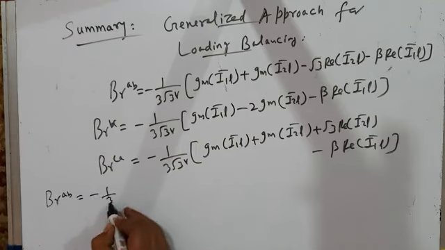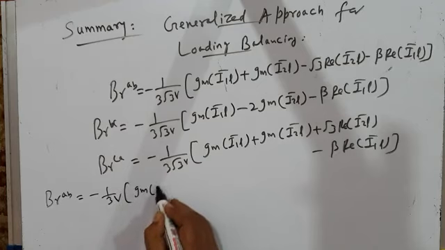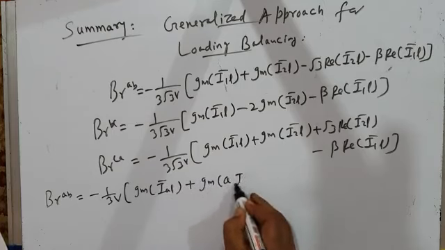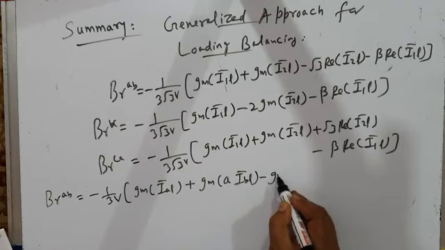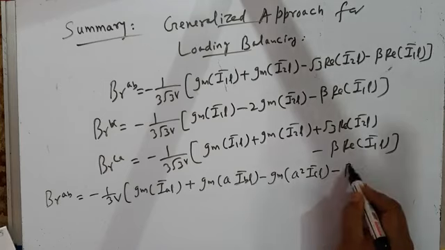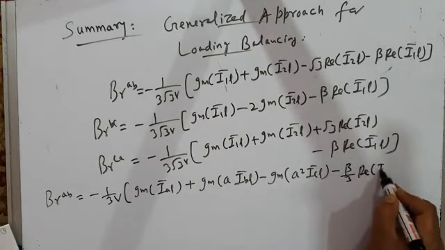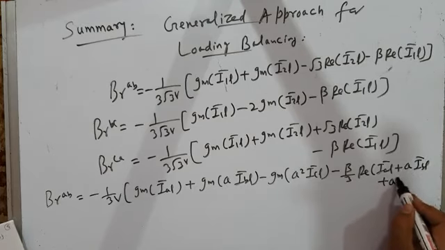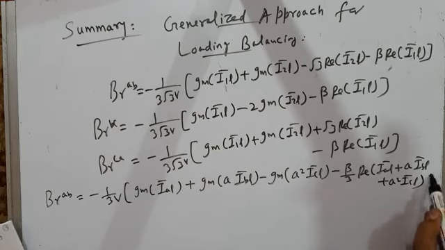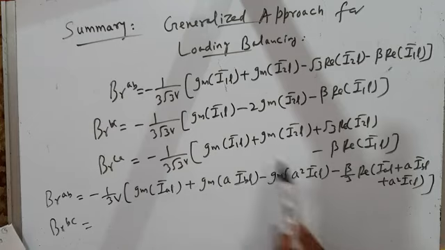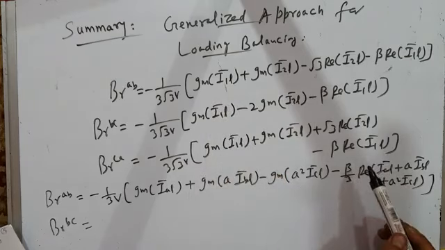That was minus 1 by 3V times the imaginary part of load current IAL plus the imaginary part of A times IBL, minus the imaginary part of A square ICL, minus beta by 3 into the real part of IAL plus AIBL plus A square ICL. Okay. After that, B gamma BC in terms of load currents. See, these are in terms of line currents or load currents, IA, IB, IC, not in terms of positive sequence and negative sequence components of currents.